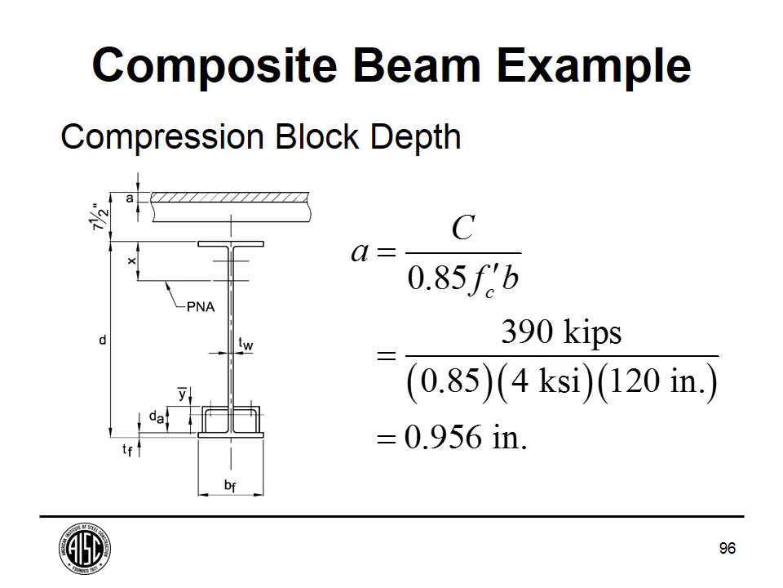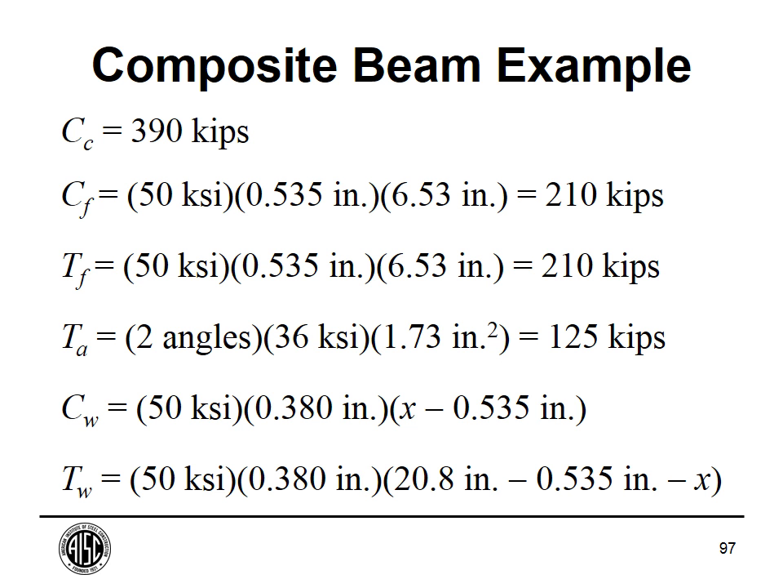Okay, so all I'm doing here is calculating the compression block depth of the concrete. It's based on the stud strength of 390. It ends up being almost an inch. And here I've got all of the loads calculated. C sub C in the concrete, the tension and compression forces in the flange, and the tension load of the angles. But once we get down here, we can't solve for a numerical number like we did for the rest.